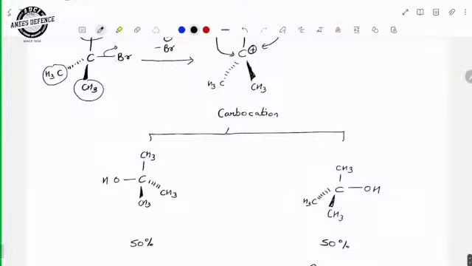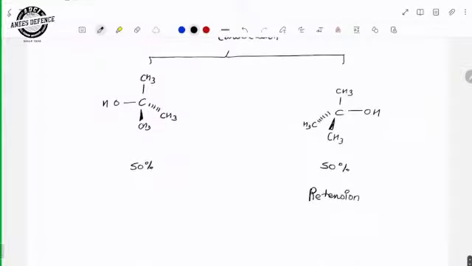In the reactant, Br minus is on this side, but in the product, OH minus is on this opposite part. So this configuration is known as inversion. And when there is 50-50% of inversion and retention, then that mixture is known as racemic mixture.